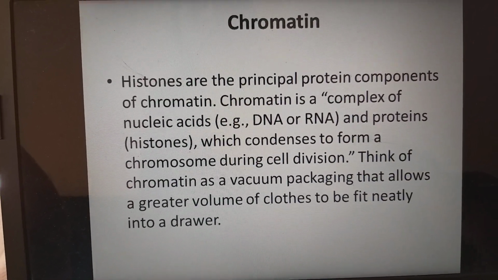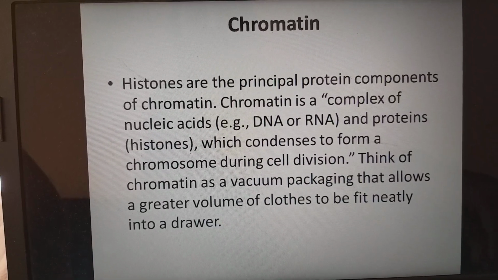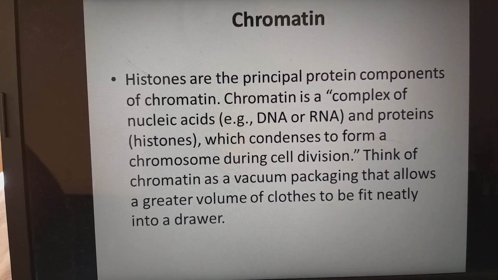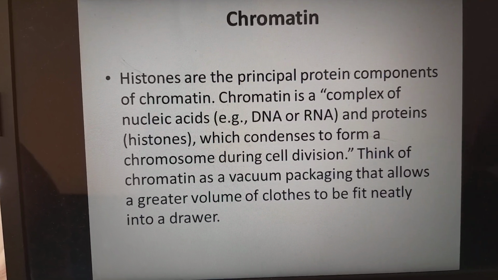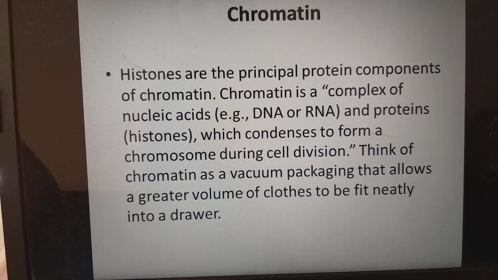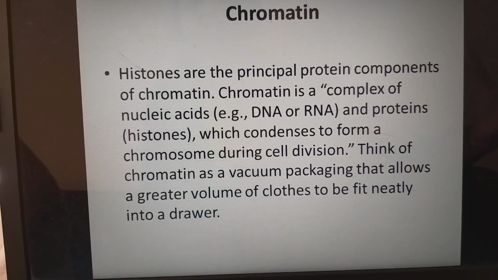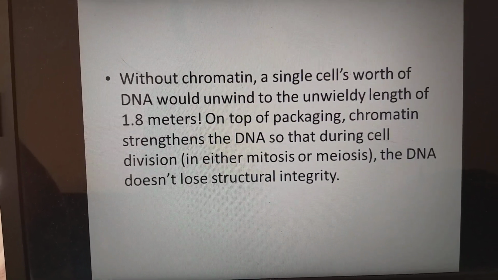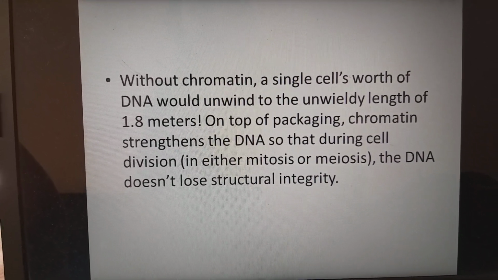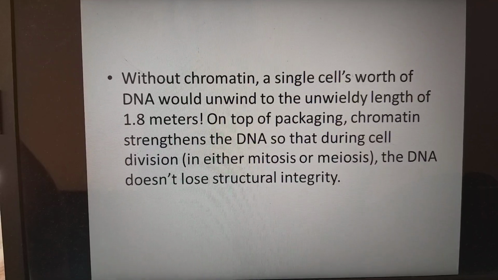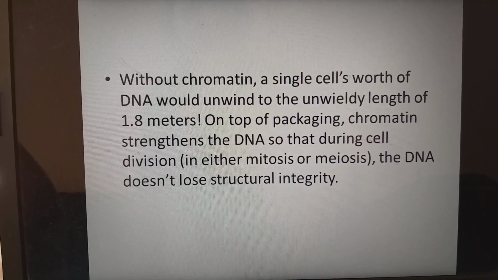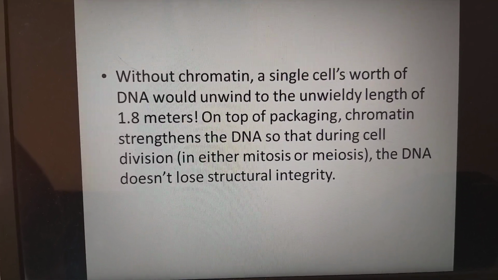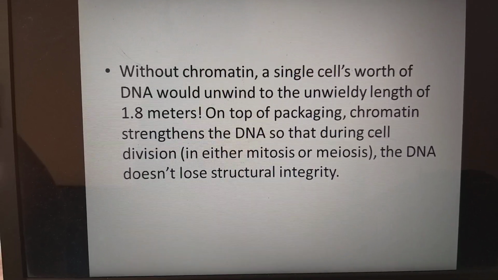Now chromatin. Histones are the principal protein component of the chromatin. Chromatin is a complex of nucleic acid, DNA or RNA, and proteins, which are histones, which condenses to form a chromosome during cell division. Think of the chromatin as vacuum packing that allows a greater volume of clothes to be fit neatly into a drawer. Without chromatin, a single cell's worth of DNA would unwind to an unwieldy length of 1.8 meters. On top of packing, chromatin strengthens the DNA so that during cell division, in either mitosis or meiosis, the DNA doesn't lose its structural integrity because of this chromatin material.